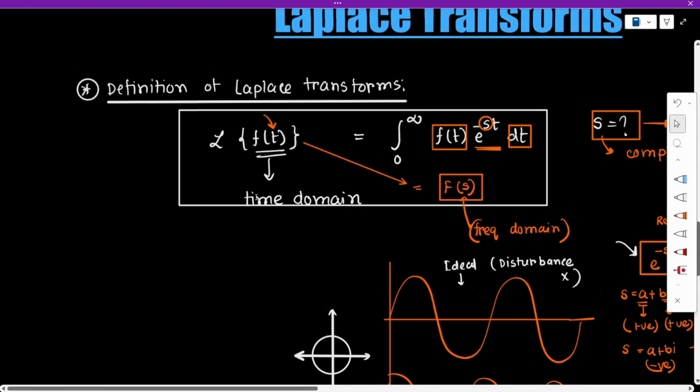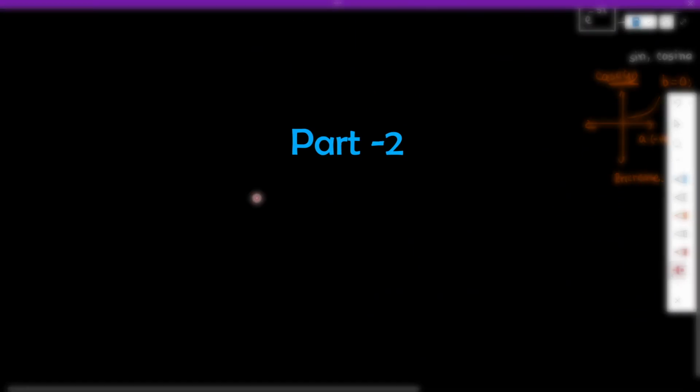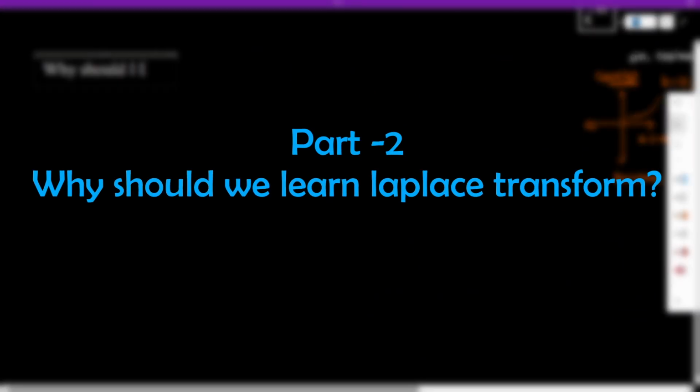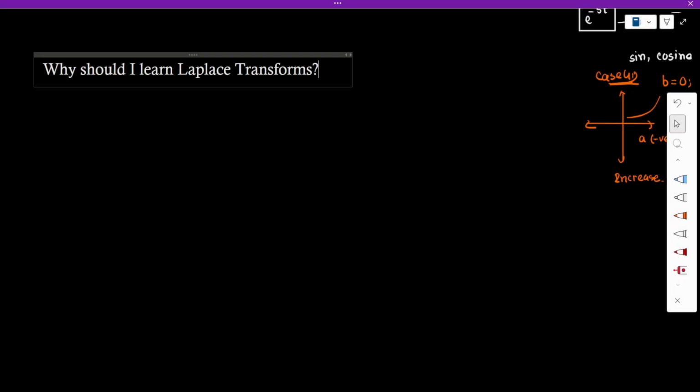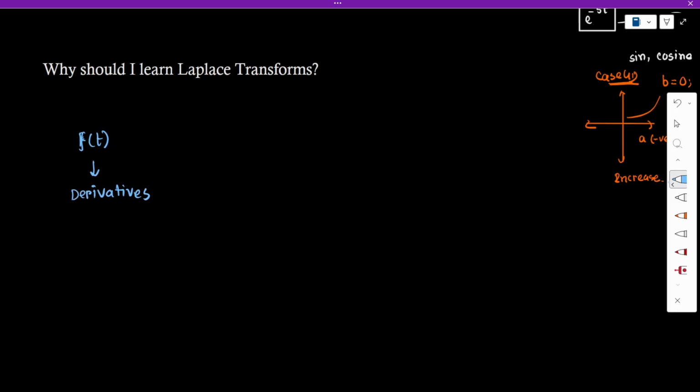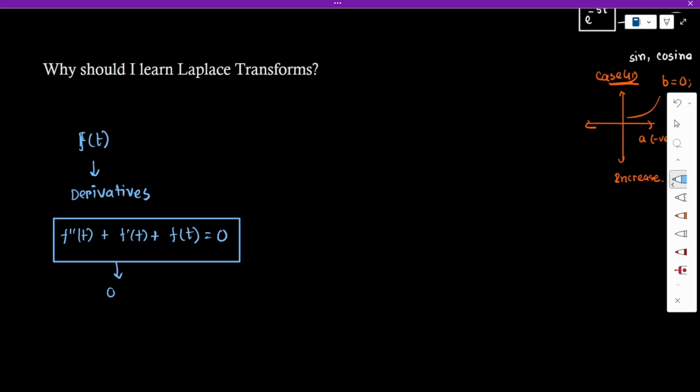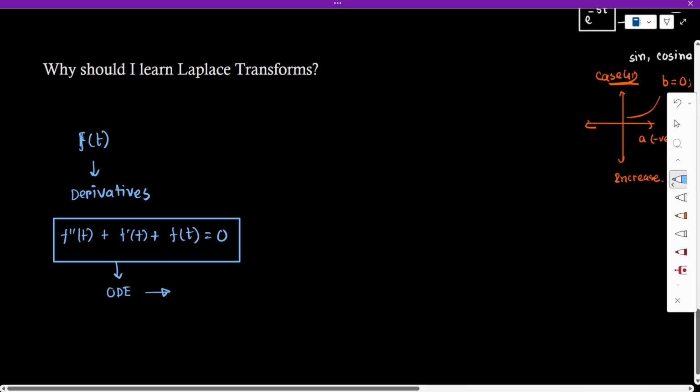Okay, so now we will come to the next question: why are we interested in the Laplace transform? Okay, so why are we particularly interested in the Laplace transform? Well, we can think of the Laplace transform like this. Any function in the time domain, if we have an expression which has multiple derivatives of this function, like let's say we were told to solve this equation. Well, this is an ordinary differential equation, and there are various ways to solve an ordinary differential equation which are really tiresome and lengthy sometimes.